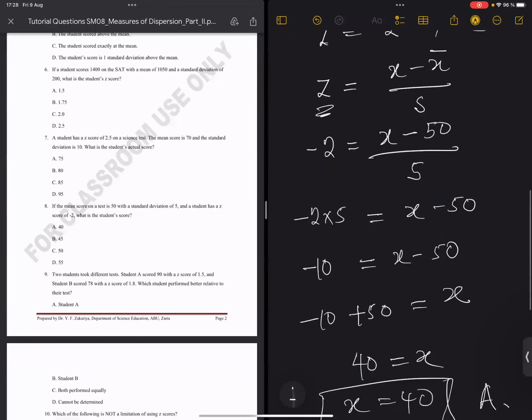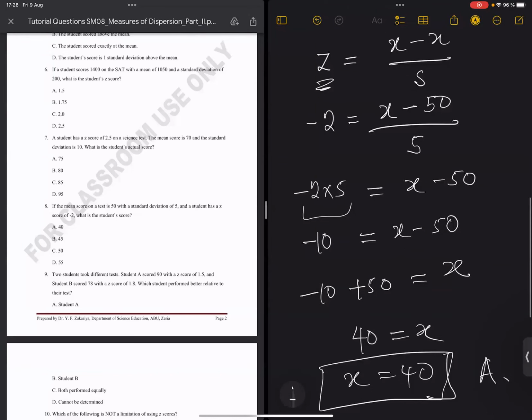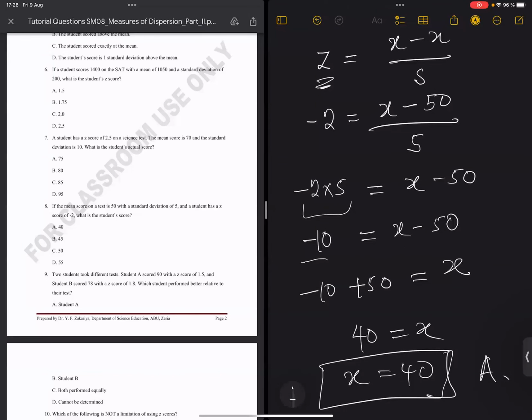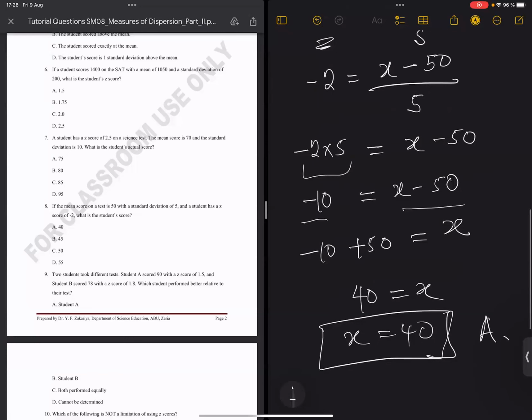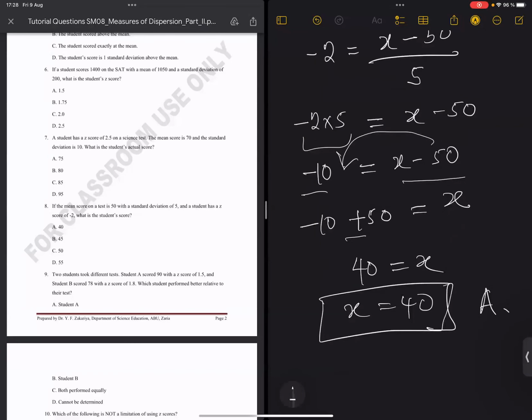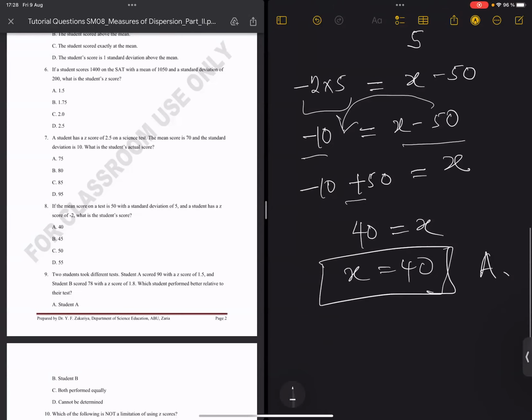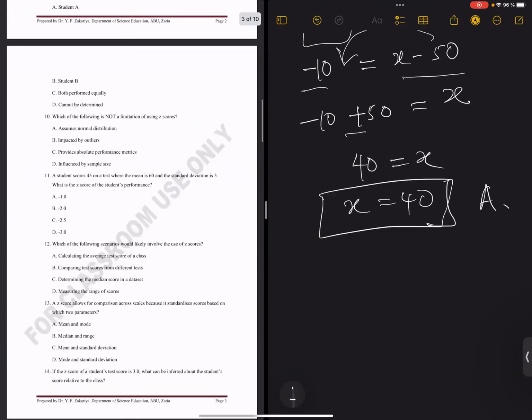So now you can just multiply. -2 times 5 will give you this one equals x minus 50. Then -2 times 5 is -10, equals x minus 50. Then you collect like terms. You take -50 across the equals sign, then it becomes +50. So you have -10 plus 50 equals 40, and that is equals to X. So x equals 40. As simple as that. I want to believe this is clear. So we can go to the next question, which is question number 12.